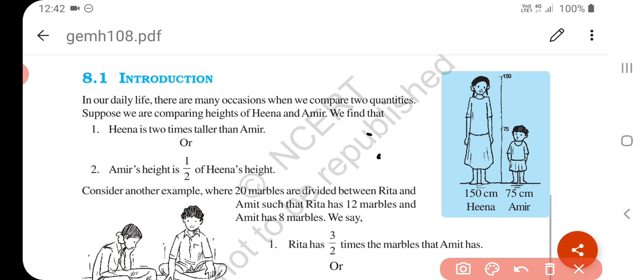A ratio is said to be in its simplest form or in lowest terms when its terms do not have a common factor other than 1. Okay, understand?